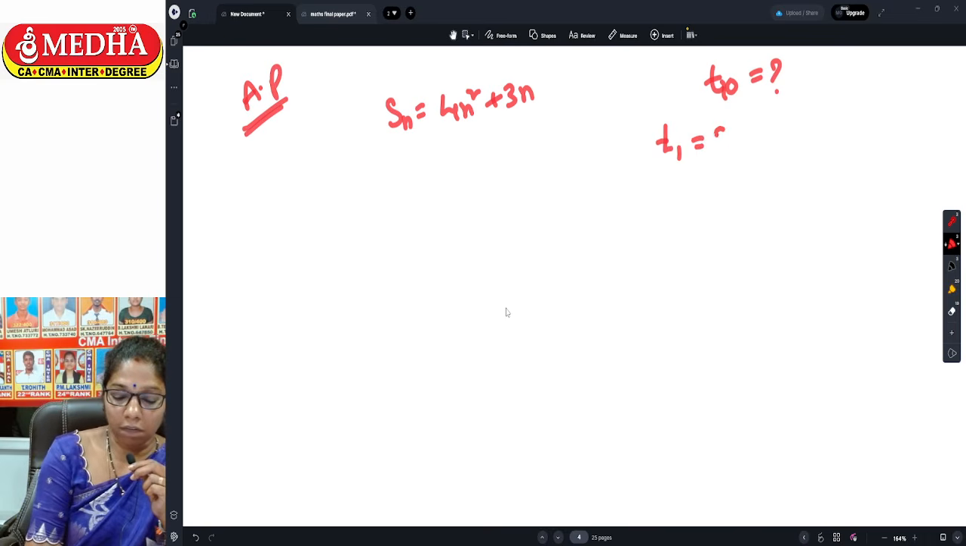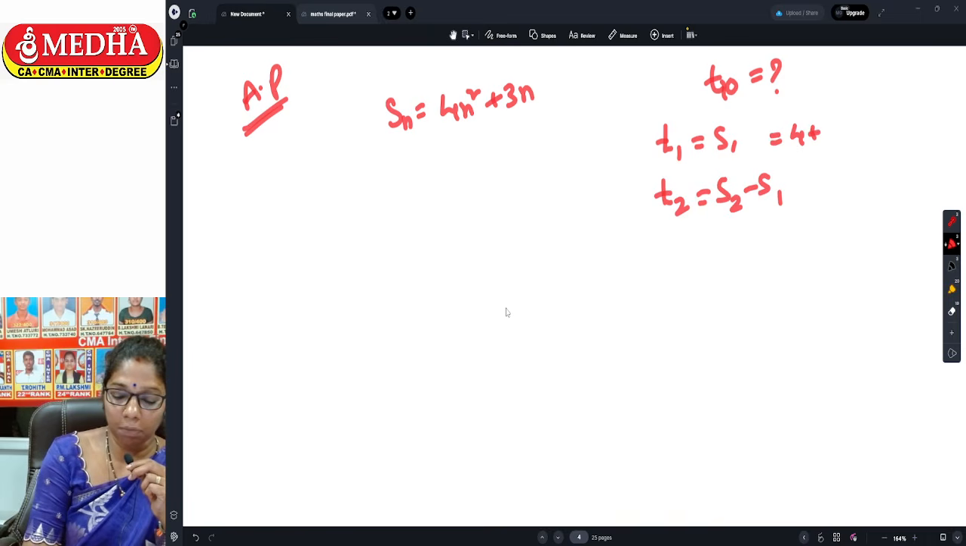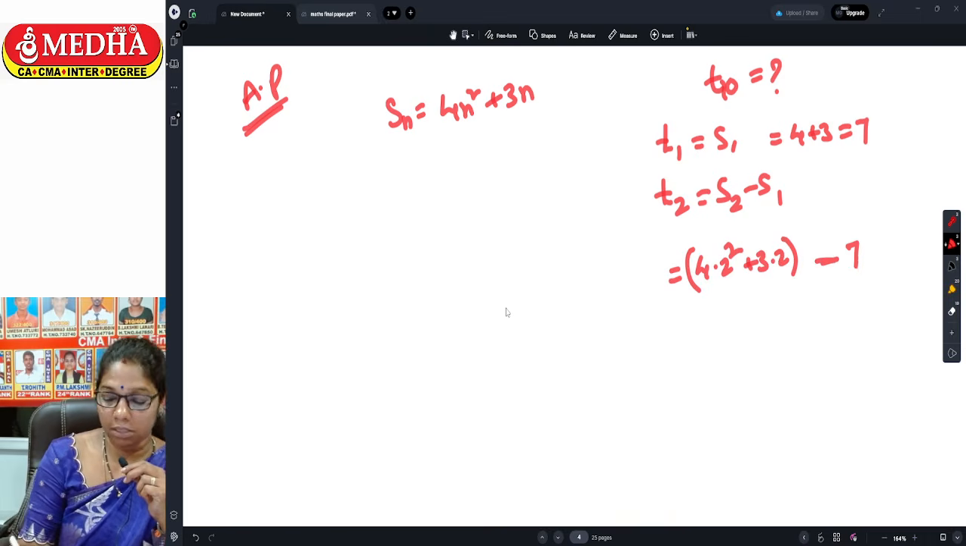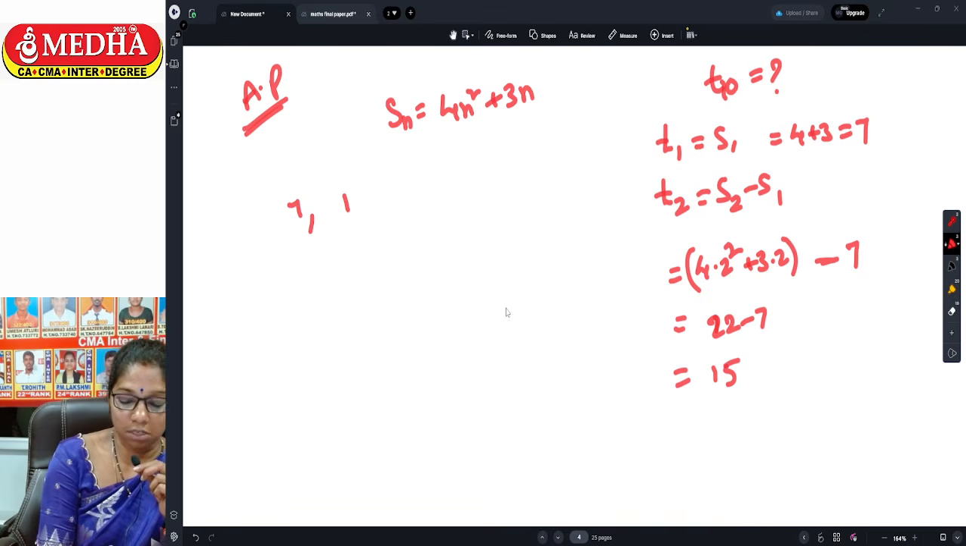So T1 is equal to S1 and T2 is equal to S2 minus S1. Write the first two terms of the series. S1 is equal to 4 plus 3 is equal to 7. Then S2 minus S1, the sum of two terms, that is 4 into 2 square plus 3 into 2 minus S1. Already we calculated S1, which is 7. T1 and S1 are the same. So it is 4 4 16, 16 plus 6 is 22, minus 7 is 15. So in this series, 7 is the first term and 15 is the second term. So the common difference is equal to 8 and the first term is 7.